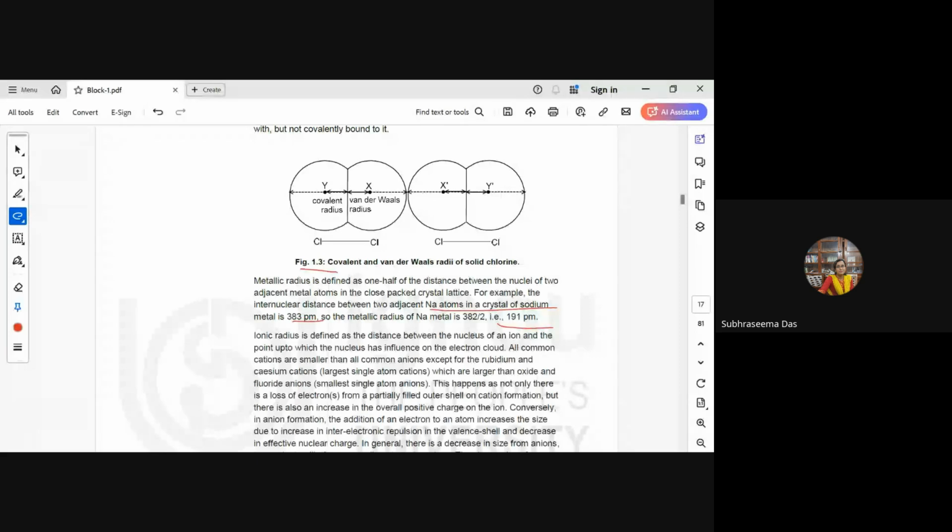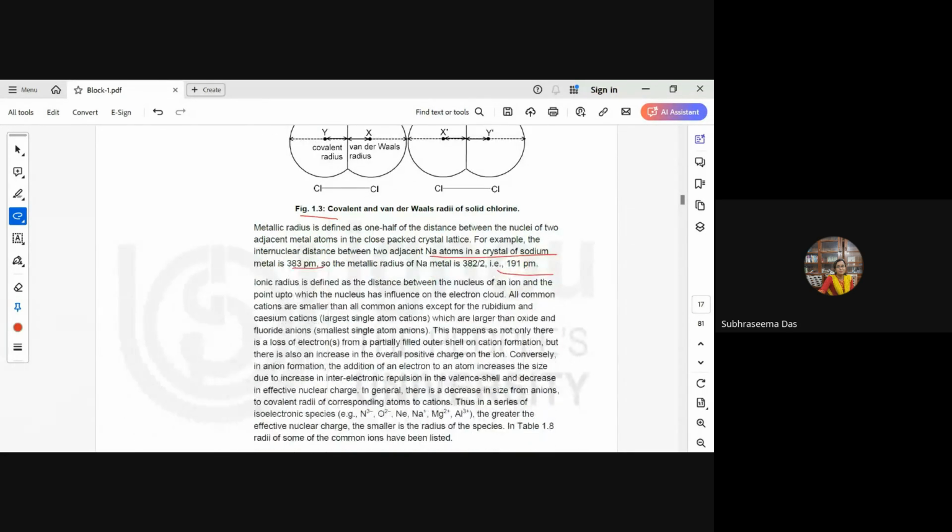and this comes to 191 pm. So this is how we calculate the metallic radii, and this is mostly done for a metallic crystal. We calculate half of the internuclear distance between two adjacent metal atoms in the crystal, so in the lattice. Then comes the ionic radius.